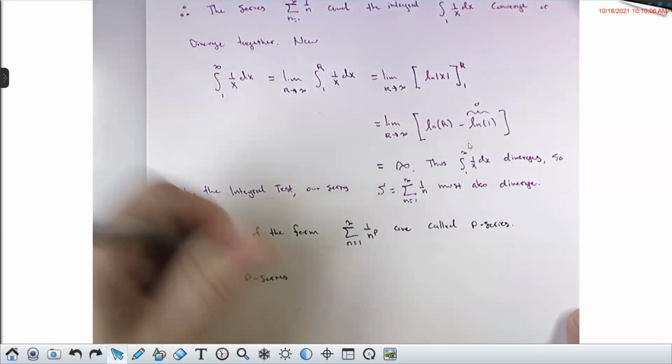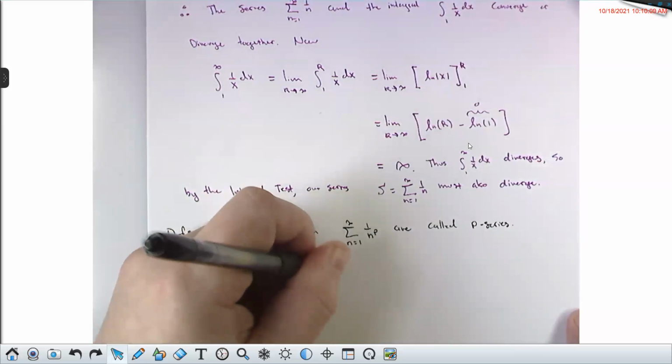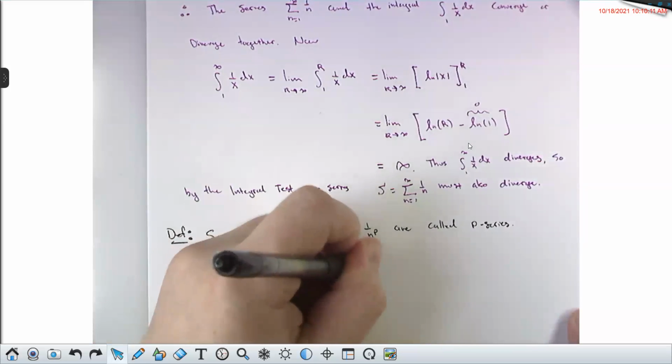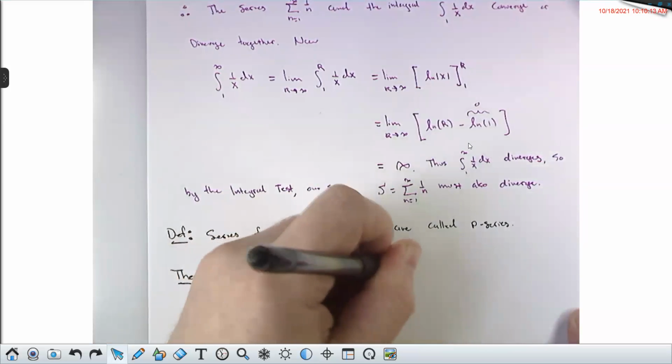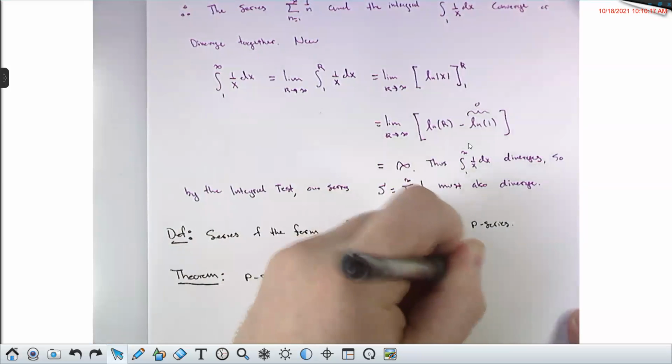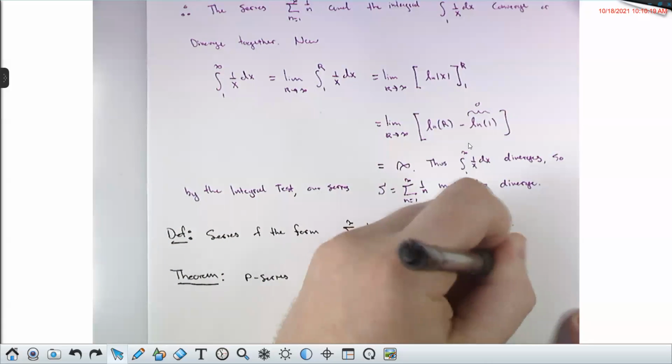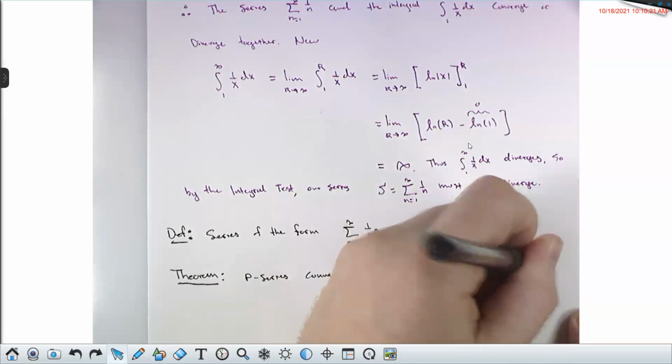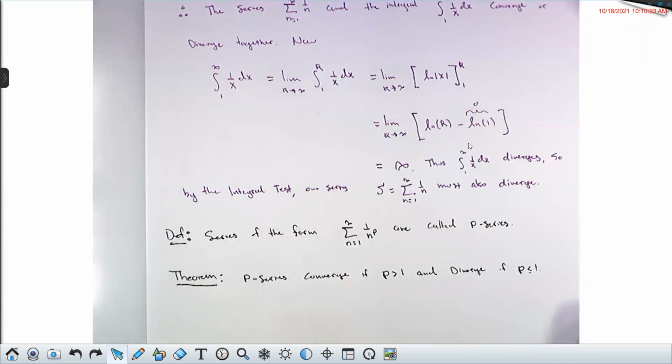P series converge if p is strictly larger than 1 and diverge if p is less than or equal to 1. Why? Because we can immediately relate them to p integrals using the integral test. Proof.